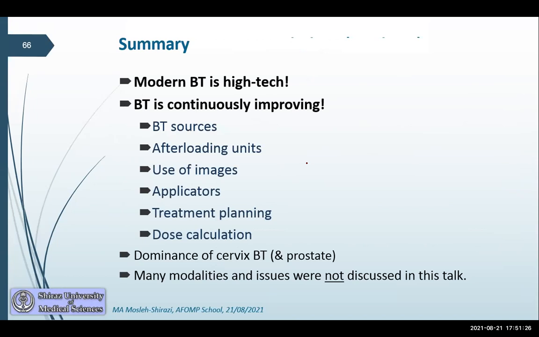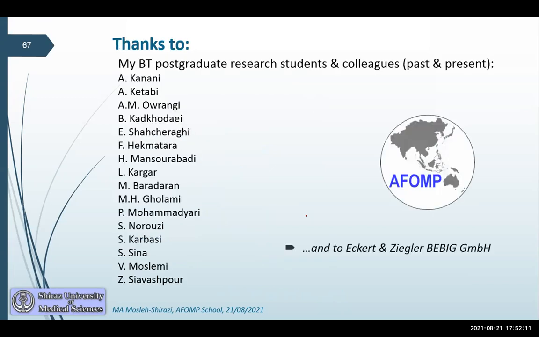So to summarize, I hope I have been able to point out and highlight that modern brachytherapy is indeed high tech, and it is continuously improving. There's a long way to go yet. That includes brachytherapy sources, afterloading units, use of images, applicators, treatment planning, dose calculations, verification, and lots of other aspects which I haven't really talked about. And we can see that cervical cancer brachytherapy, and to some extent prostate, is the dominant form of brachytherapy and of what's been discussed in the literature.